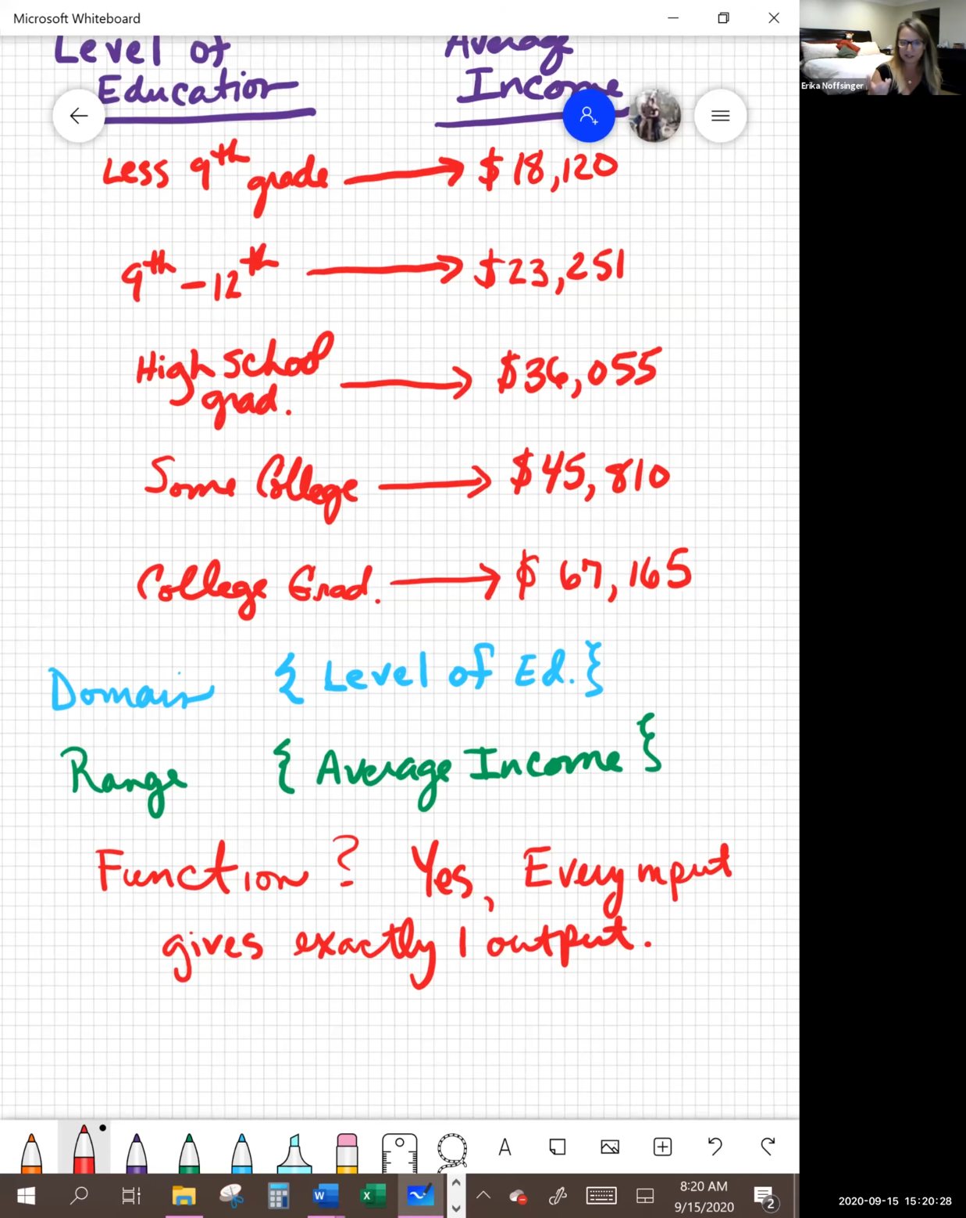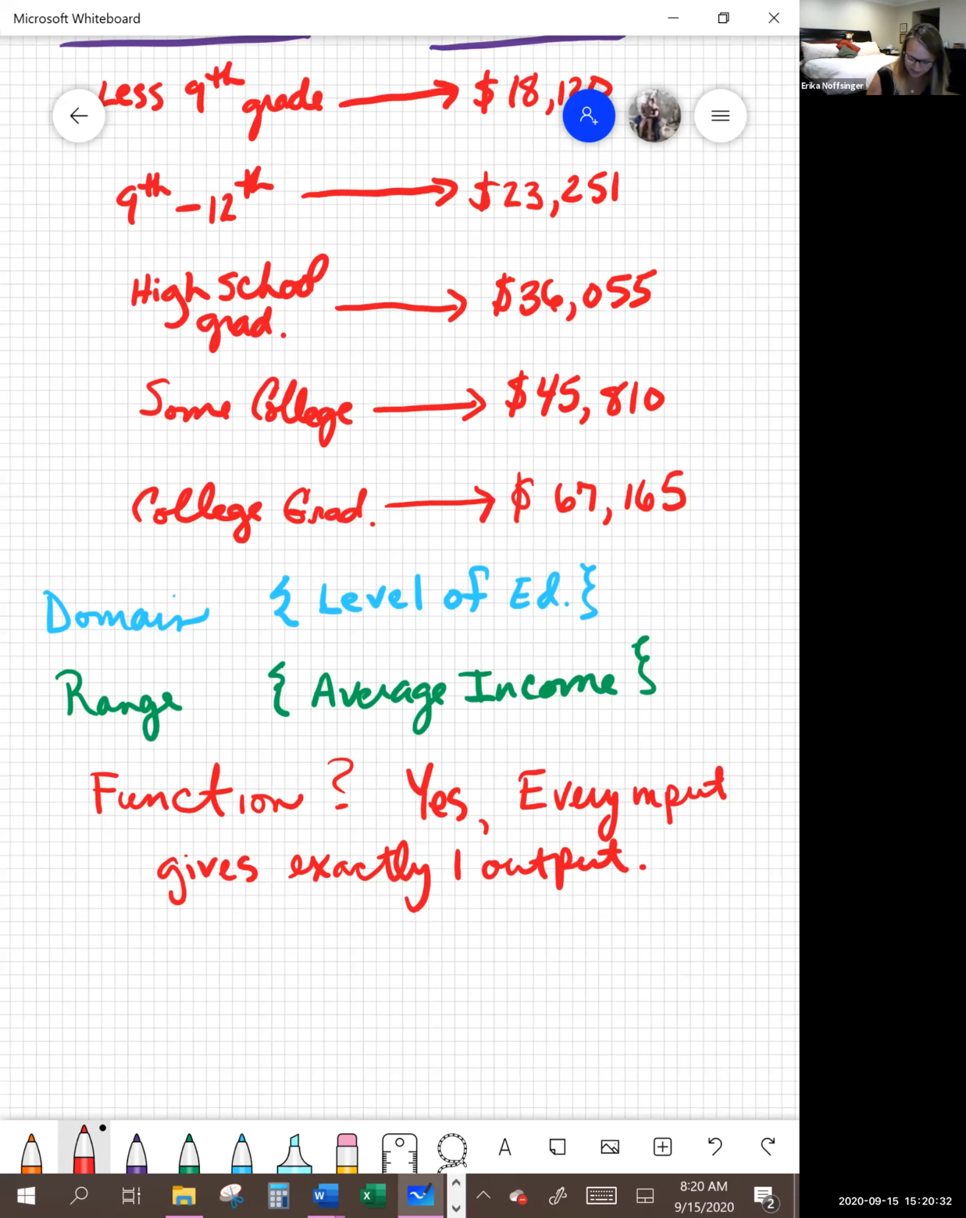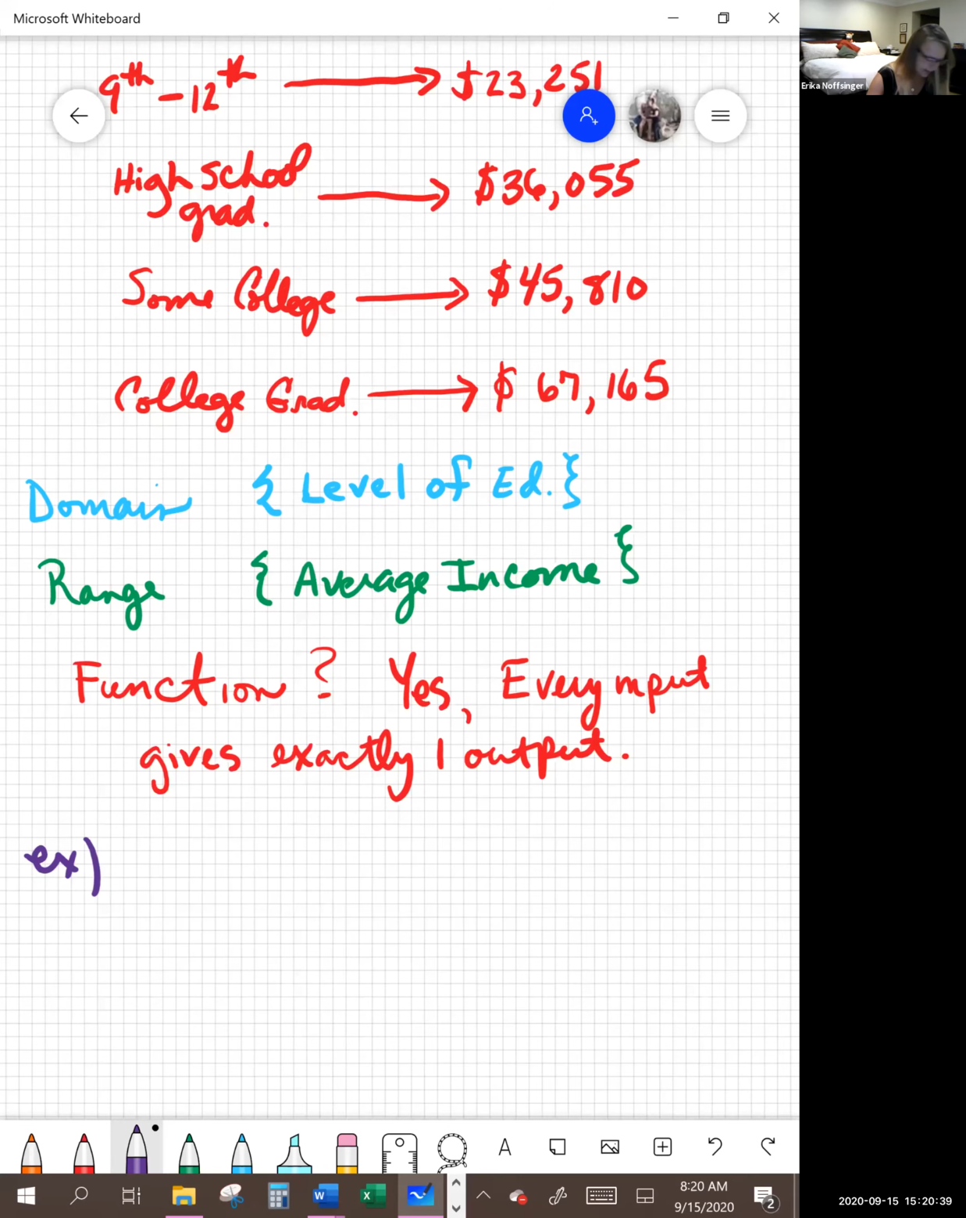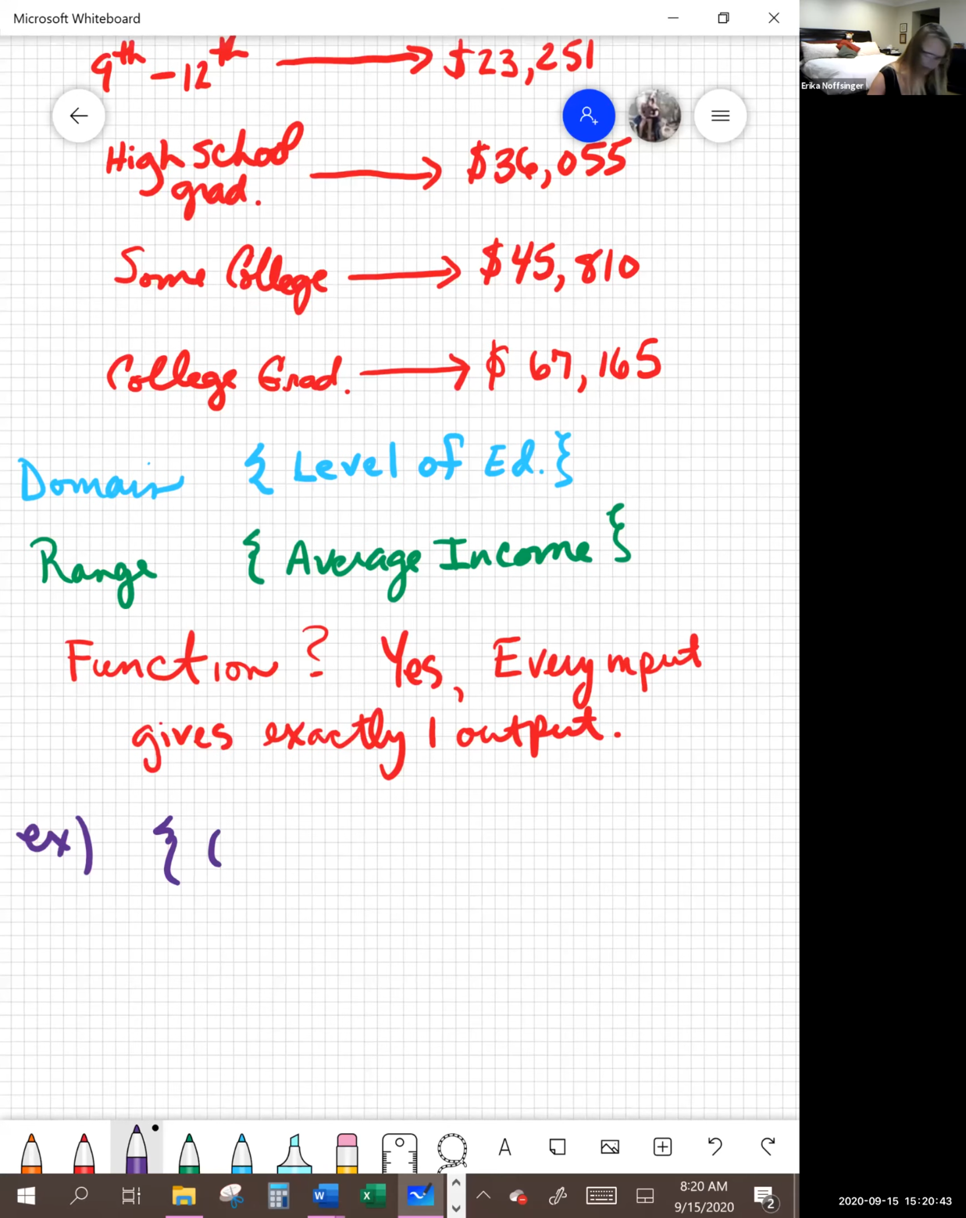Sometimes instead of just a real-life scenario, they might just give you points and ask you, is this set of points a function? So if we had the set of points, let's say 0, -2 is a point, 1, 3 is a point, 2, 3, and 3, 7. And again, it's saying find the domain and the range of each relation, and determine if the relation represents a function. So we can do the same thing we just did, where we have our input or our domain and our output.